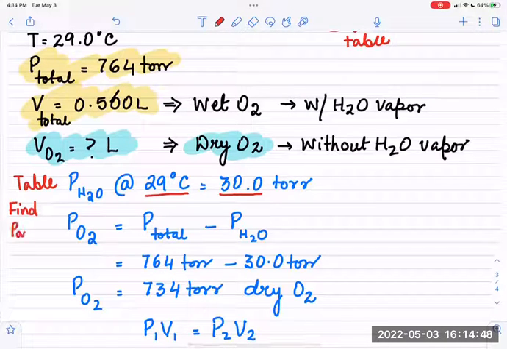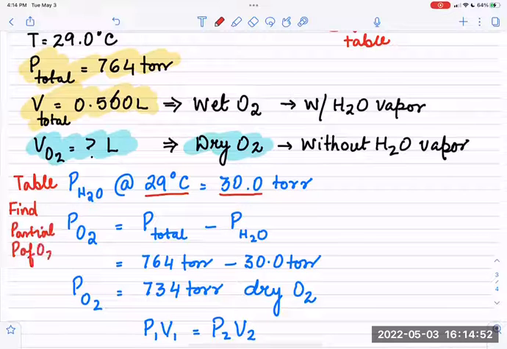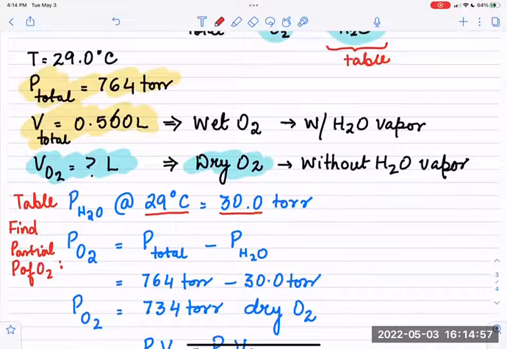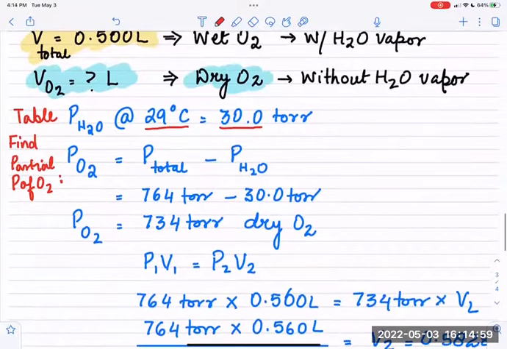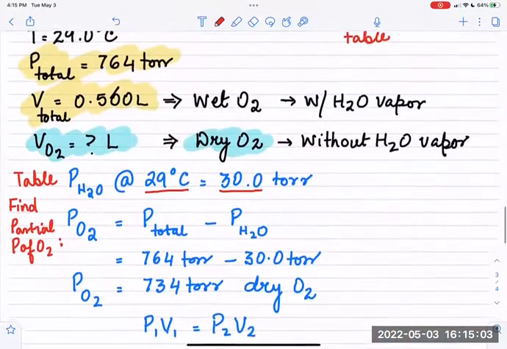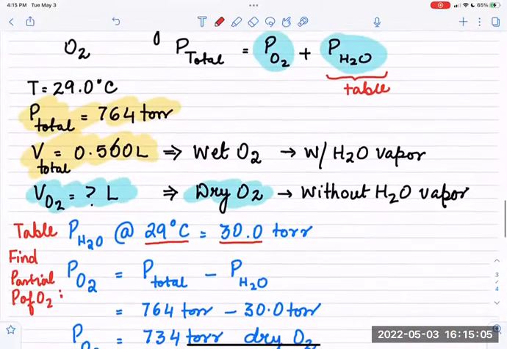Find partial pressure of oxygen. So you put it in the formula, total minus the partial pressure of water vapor, and you get the partial pressure of oxygen to be 734 torr. Now the next question is, what is the volume without the oxygen?